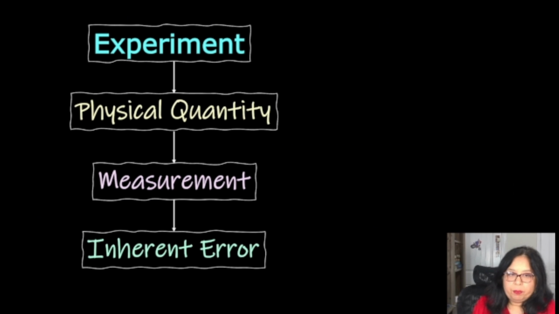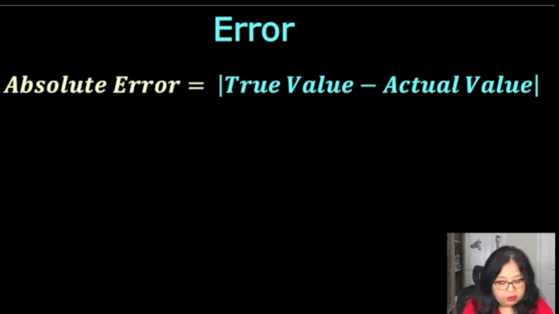Okay, a recap. We said that in physics, which is a scientific subject, we do experiments. In experiments, we measure physical quantities, and every measurement has an inherent error. Cool? So far, so good? All right, moving on. Next, we are going to define a term called absolute error. So what is absolute error?